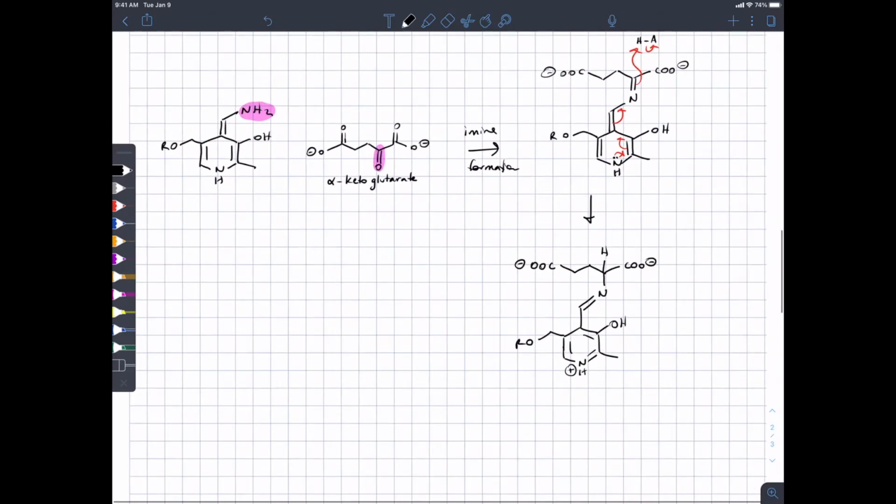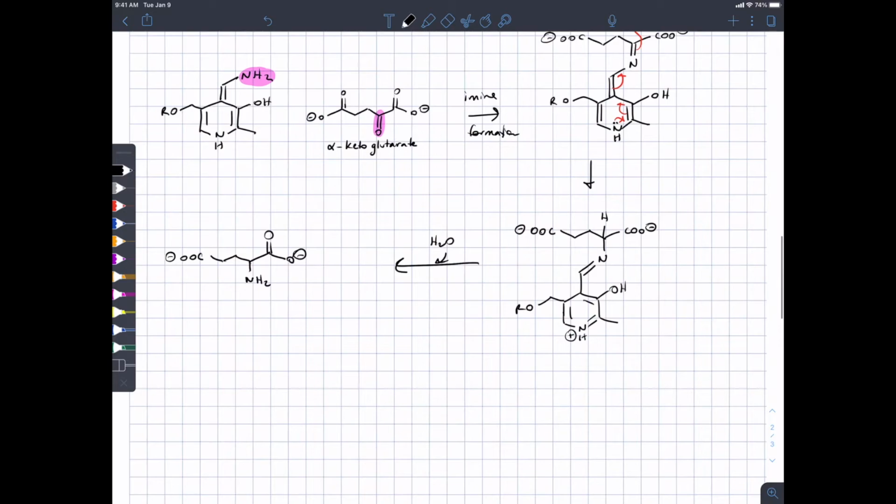Okay, and then we can hydrolyze the imine, and that's going to re-release our cofactor that we can start all over again, and it's going to have delivered the amino group to where the ketone was to begin with.